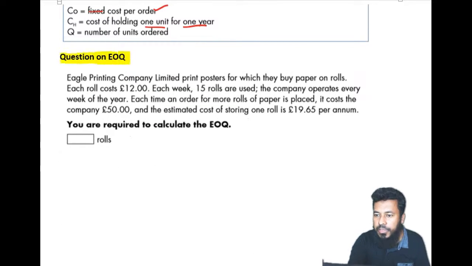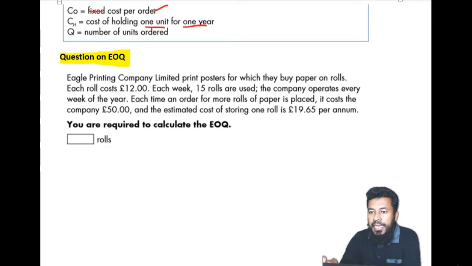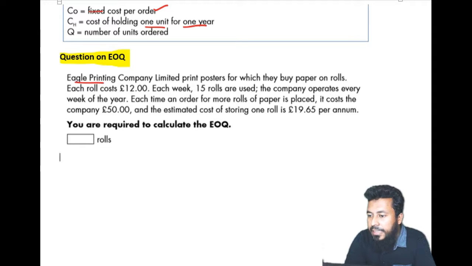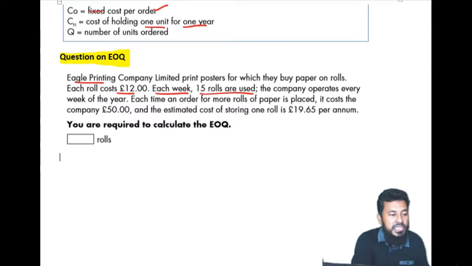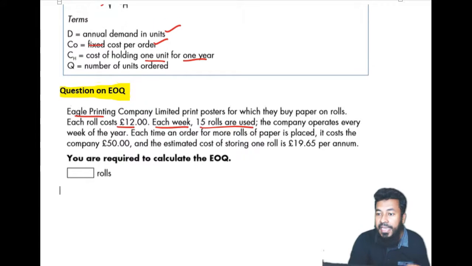The question on EOQ is: Eagle Printing Company Limited prints posters, for which they buy paper on rolls. Each roll costs them £12. Each week, remember, 15 rolls are used. That is your demand, guys. Each week, 15 rolls are used.